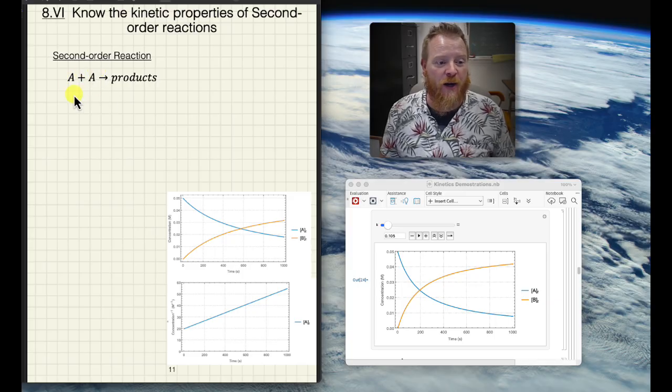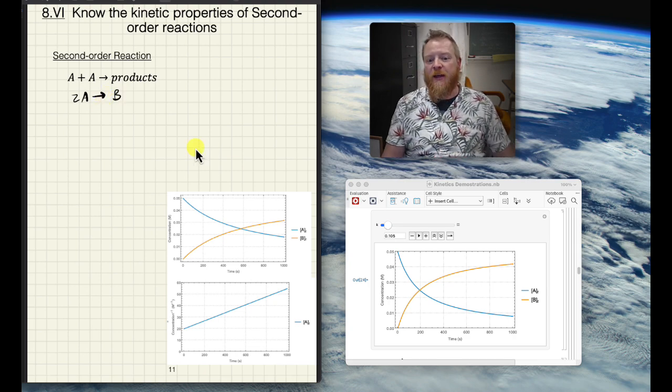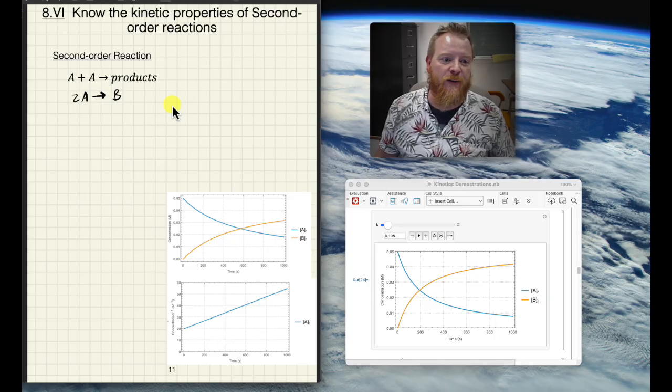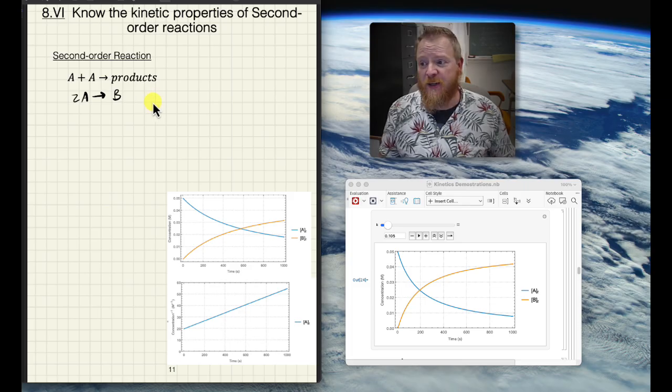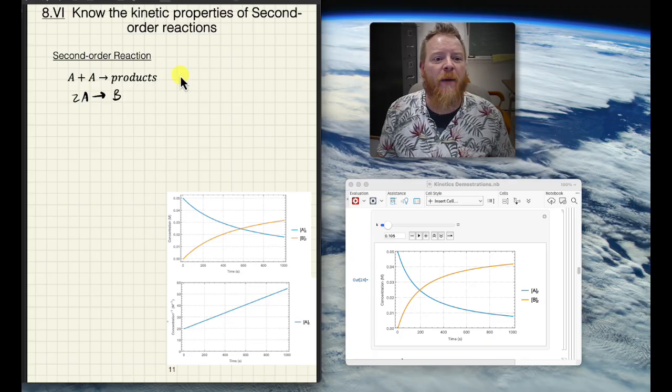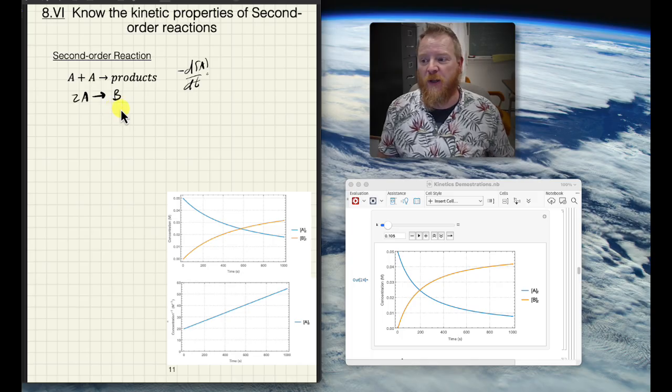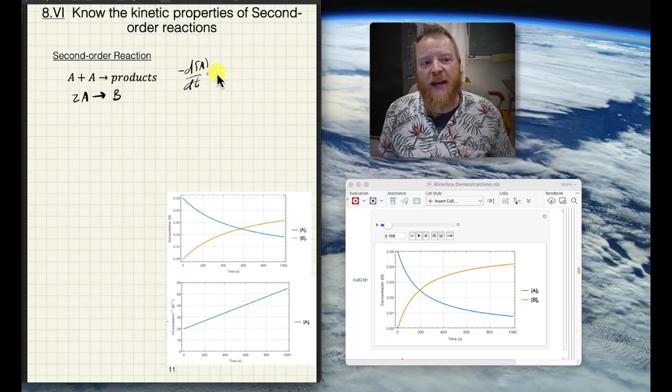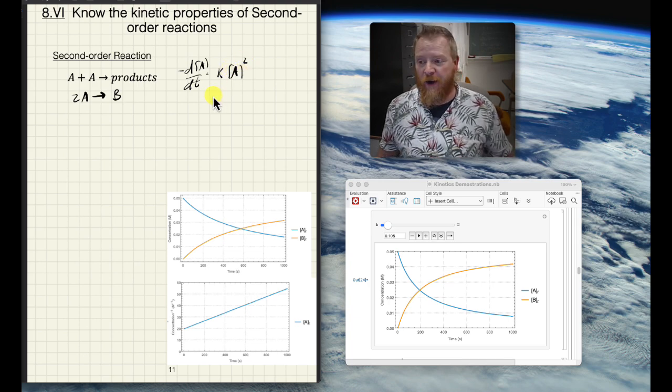A plus A goes to products, or I'll write that as 2A goes to B. And you can see I've got a Mathematica model down there to supplement this talk. Now if I was writing the rate of this reaction, I would write it as the following. For now, we're not going to worry about the stoichiometric coefficient of 2 right there. When we get into more detailed work with mechanisms, we'll see when we need to apply that. So for now, I'm just going to say negative dA/dt equals k times A squared.